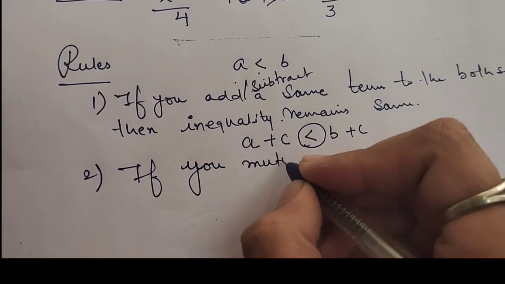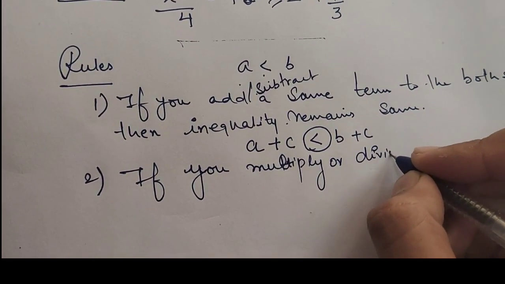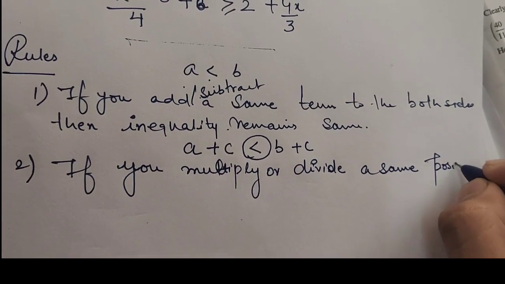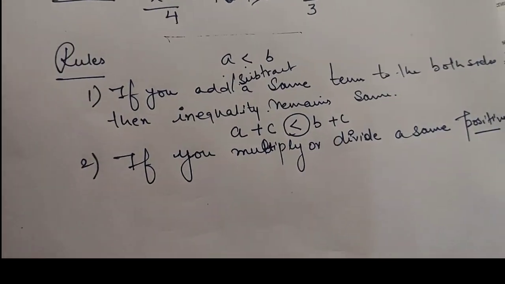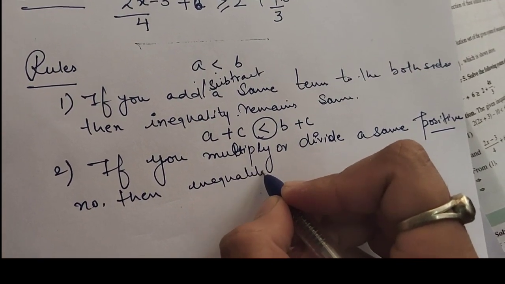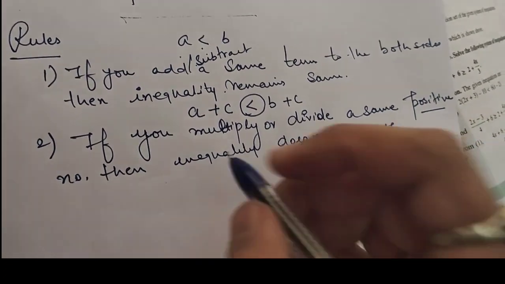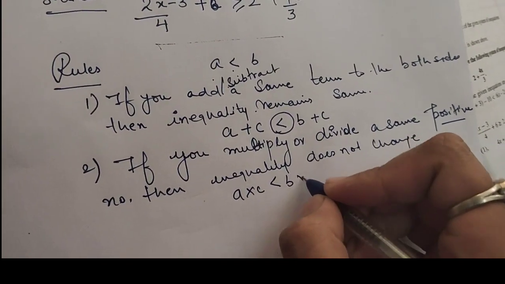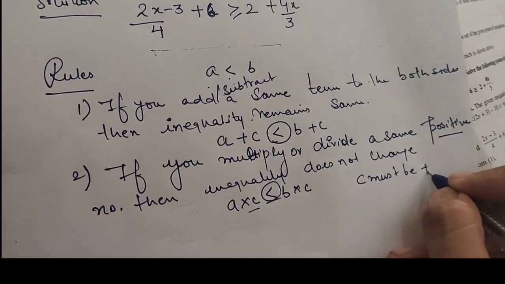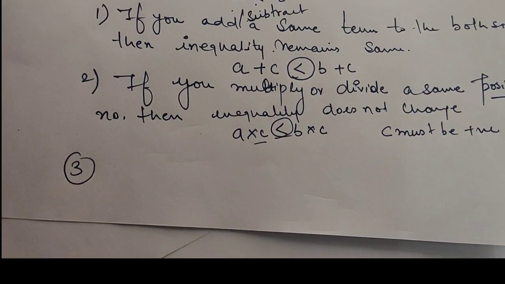If you multiply or divide by the same number, here you have to focus, it's a positive, same positive number, then inequality doesn't change. Matlab, if you multiply c on both sides, inequality remains same, but c must be positive. Is it clear?